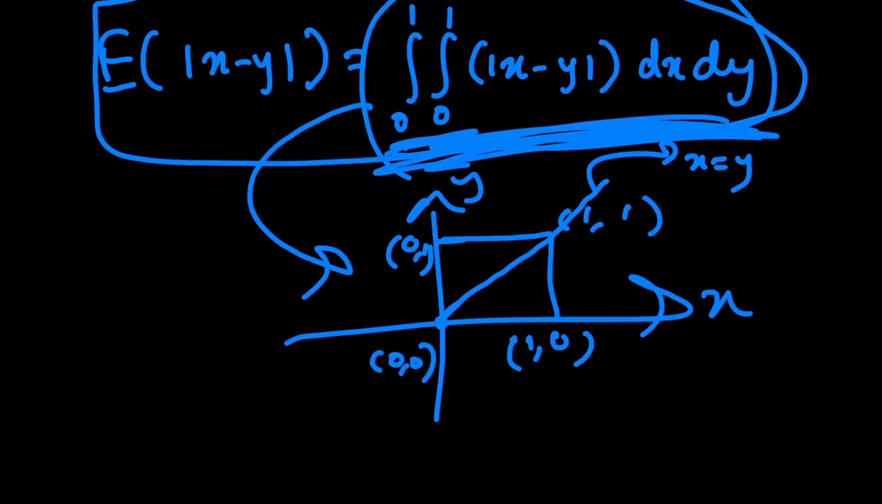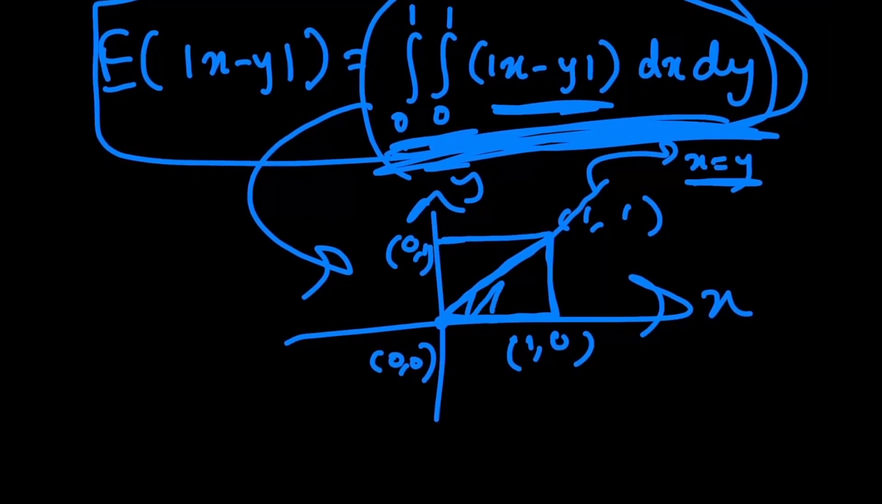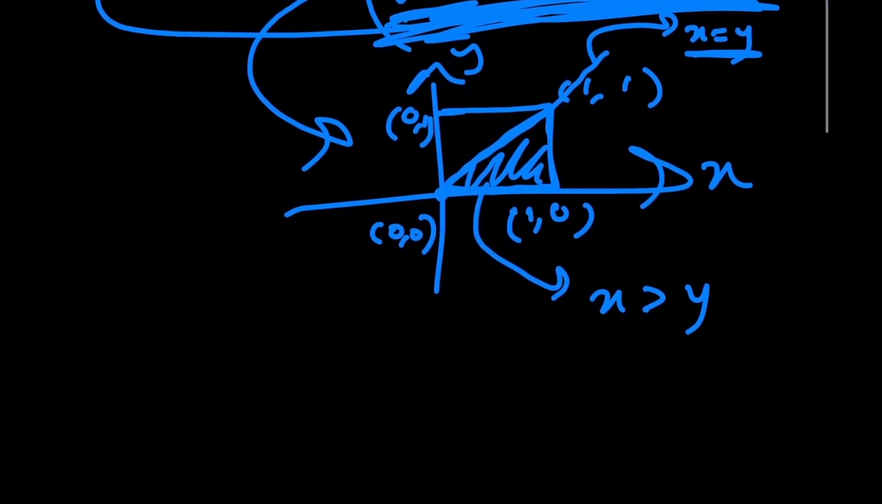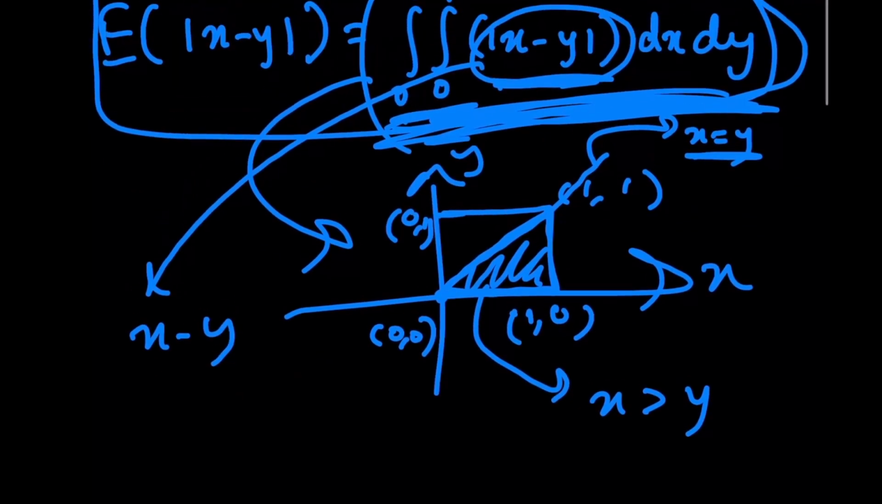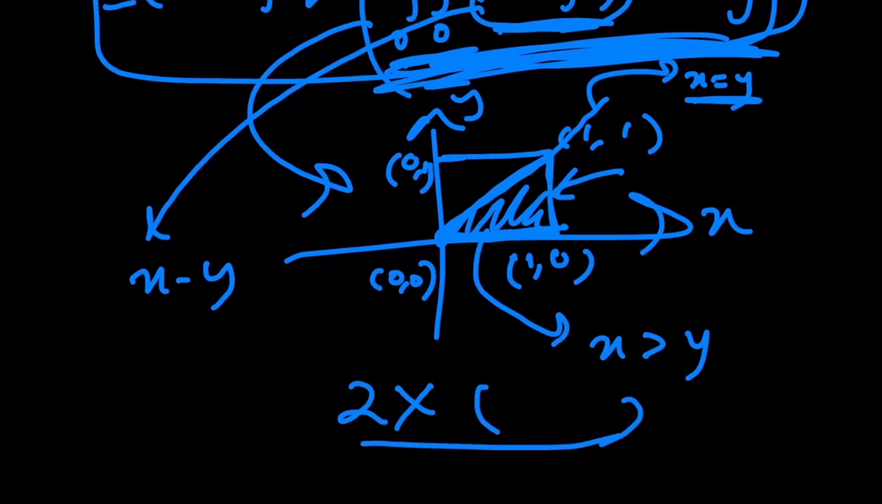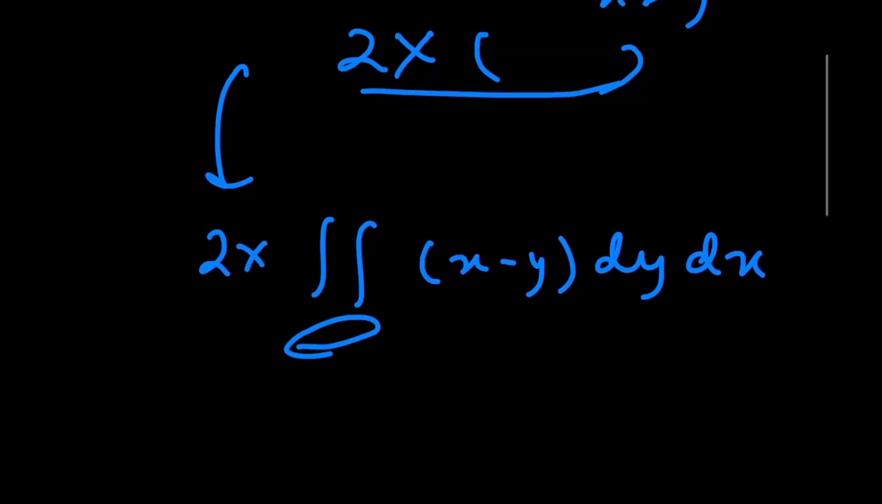And the benefit of using this x equals y line is that if we only integrate over one triangle of the two, then we can simplify this modulus of x minus y. So let's just use this area over here, and for this area we can see that x is always greater than y. So instead of modulus of x minus y, we can just use x minus y. Once we calculate the integral for this triangle, we're just going to multiply the entire answer by 2 to get the answer for the entire square. So now our equation is going to look something like this. But we still have to figure out the integrals.